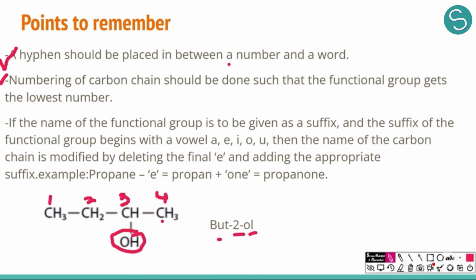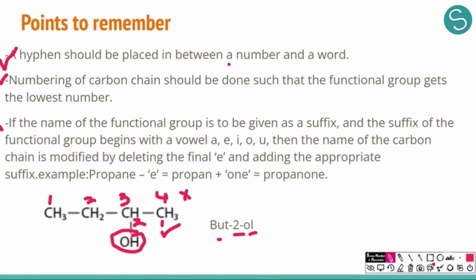So we start from this carbon, and from here the functional group gets the second position. This numbering is considered and this numbering is not considered. This one is considered, from where the functional group is getting the lowest numbering.